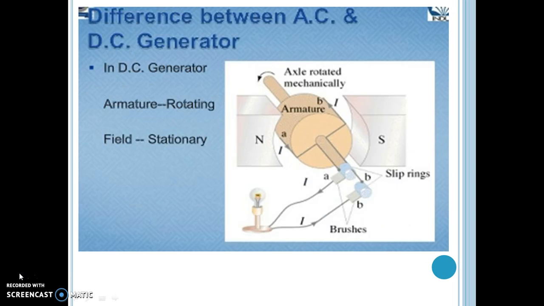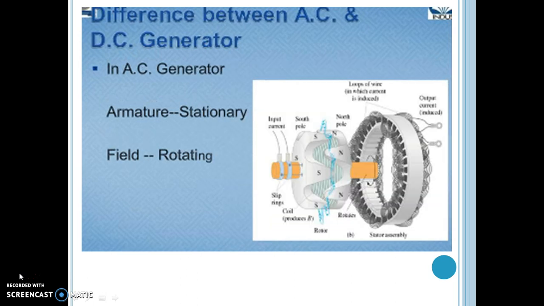I earlier said the basic difference between the AC and DC generator, so I repeat it once again. In a DC generator, the armature is rotating and the field is stationary. That is, the rotor is the armature winding and the stator is the field magnet. And on the AC generator side, the armature winding is the stator, that is the stationary part, and the field magnet is the rotor or rotating part.